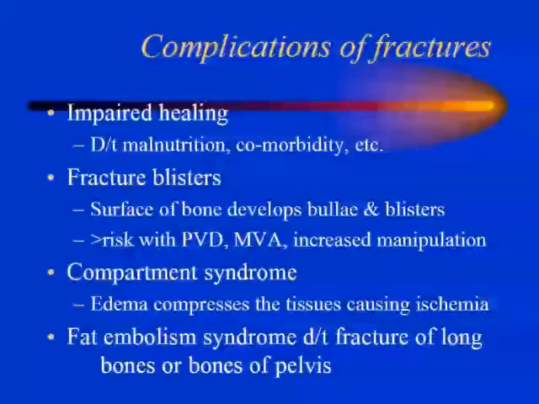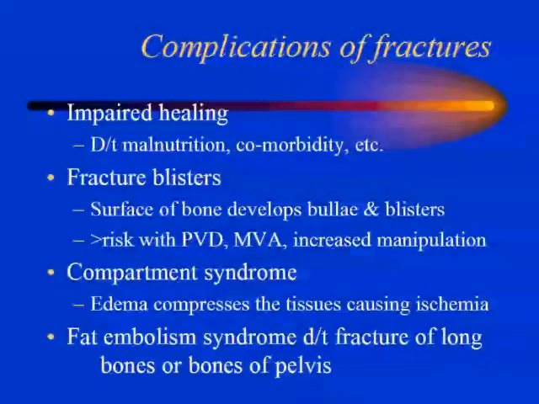Fracture blisters can occur. That's where the surface of the bone develops bullae and blisters. This occurs mainly with increased risk with peripheral vascular disease, following a motor vehicle crash or accident, increased manipulation of the fractured bone. And the blister will occur because of edema formation.